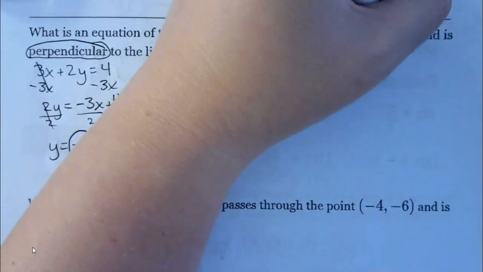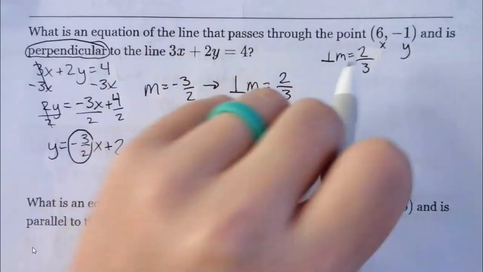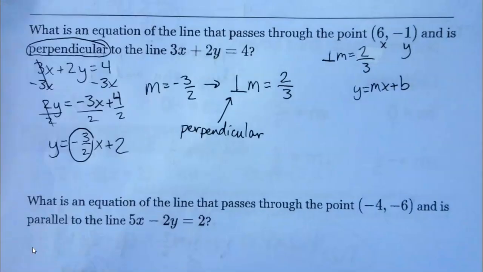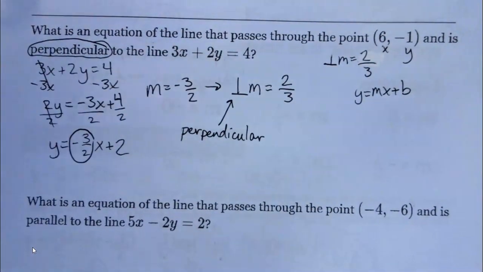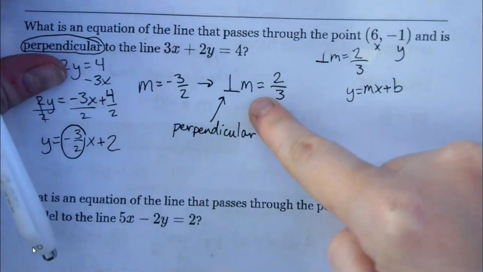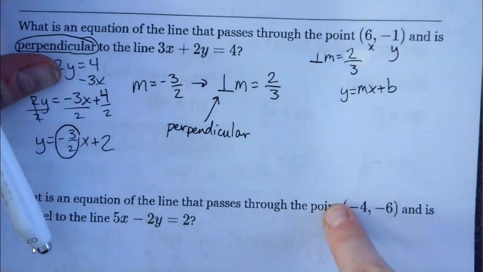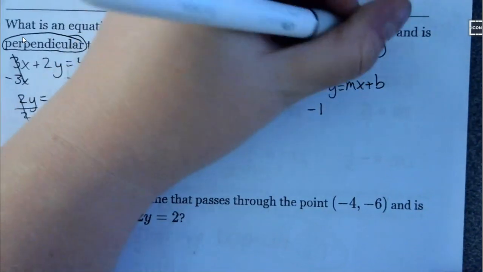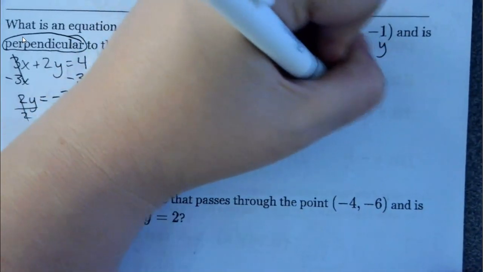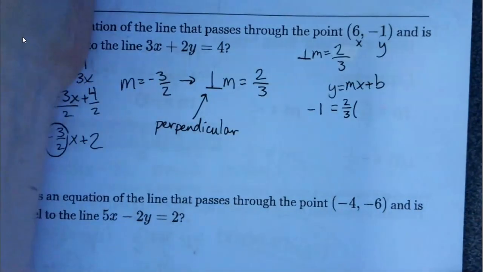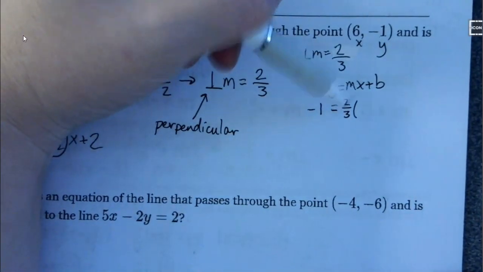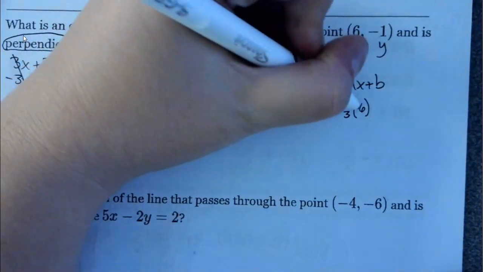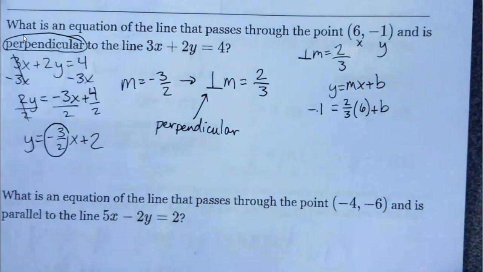And then x and y is our point. So now we have our m, our x, our y. We need to plug it into y equals mx plus b form. This is what we did yesterday. Same process that we did yesterday. So the new stuff is here up to this point, and then this is everything we learned yesterday. Negative 1 is my y. 2/3 is my m. 6 is my x. So y equals mx plus b. You're solving for b.